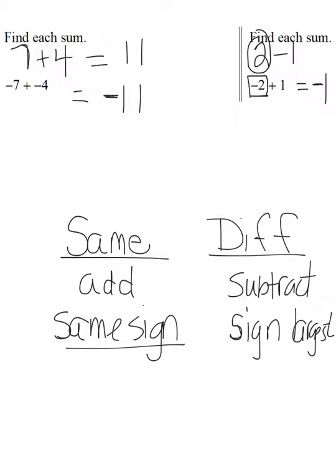Now what I want to do is show you why it works out that way. Negative 2 is the same thing as having two negatives. Positive 1 is the same thing as having one positive. That negative and positive pair right there neutralize each other. We say they zero out. So now you can see when that happens, I'm just left with negative 1.